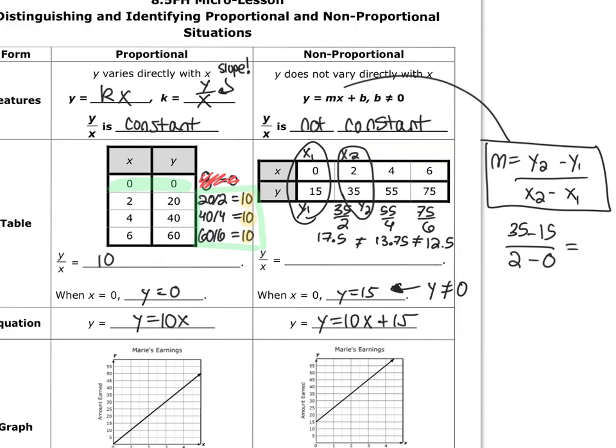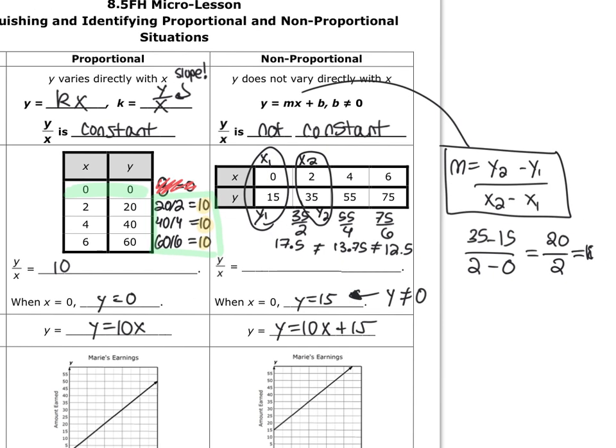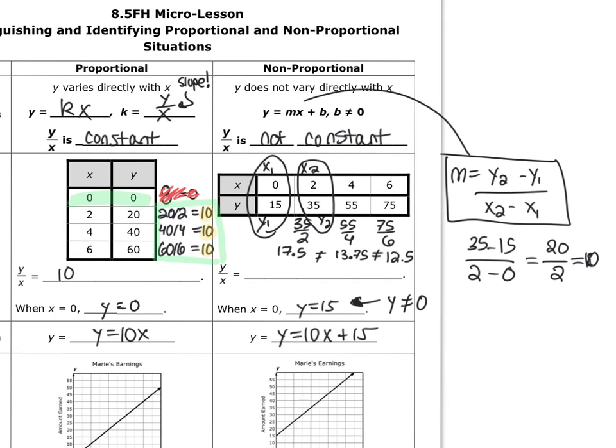Let's do that. 35 minus 15, that's 20. 2 minus 0, that's 2. And that's going to equal 10. Oop, my 10 ran out of room. There we go, 10. Now, the neat thing about that is I picked the first two columns, but really I could have picked any values.